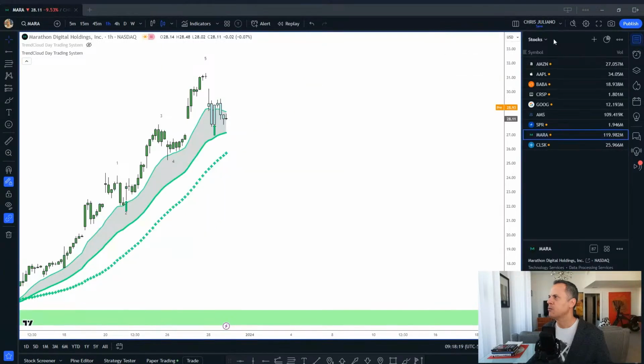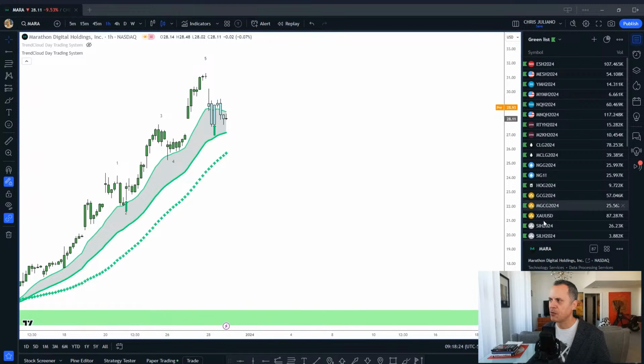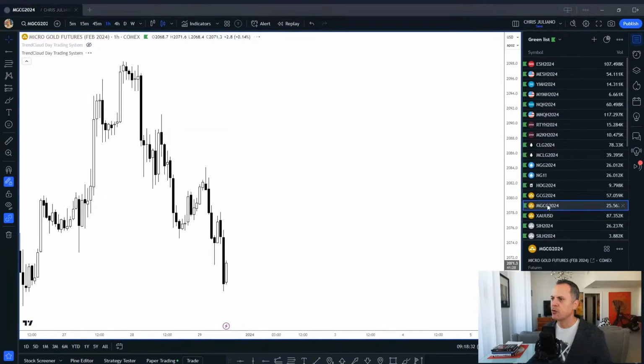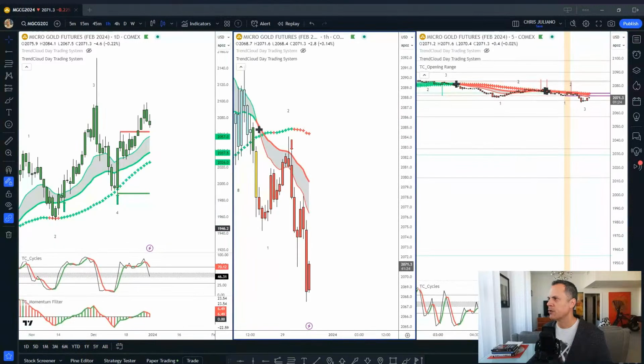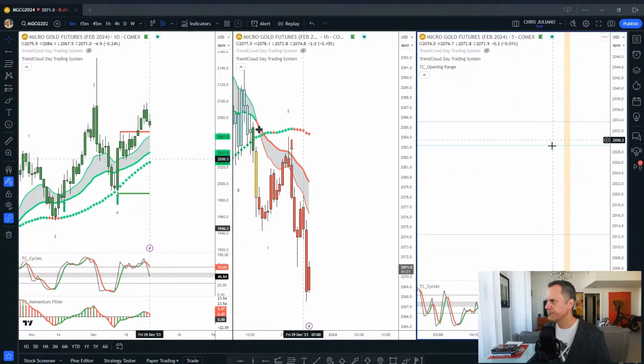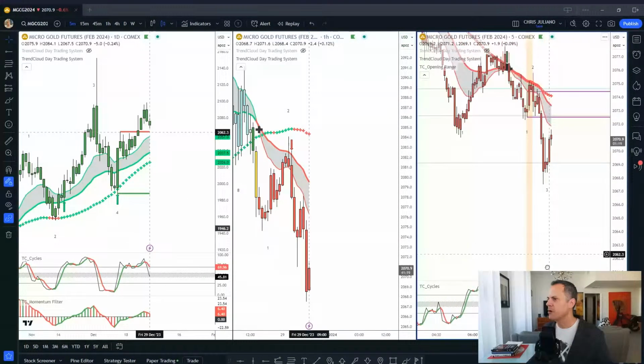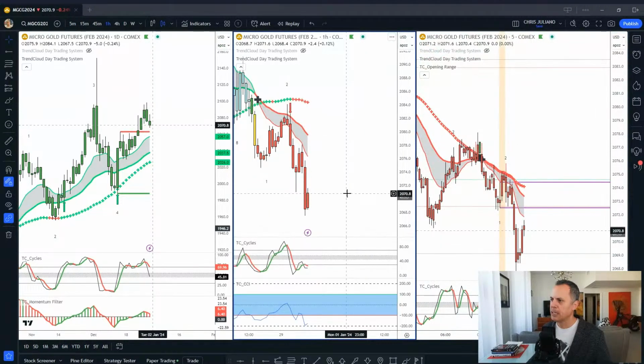So now when you go over to your, I have a green list here of all the futures contracts. So you've got all your futures contracts here. What time is it? 9:18. Let's start with gold, okay? We always start the day off, or I should say the morning off, with gold. And we start reading the charts, okay?